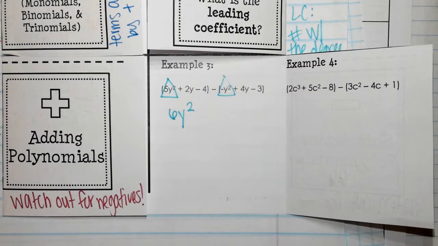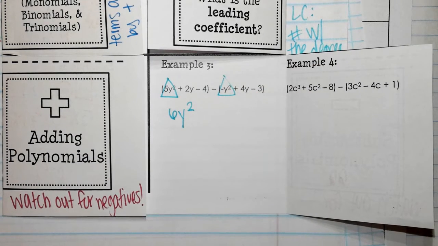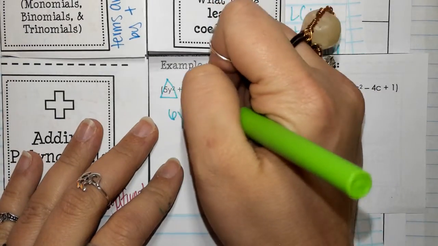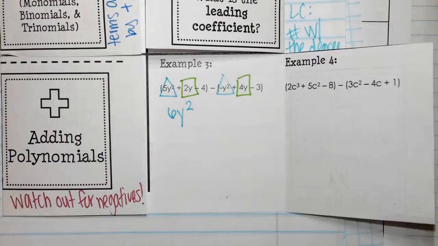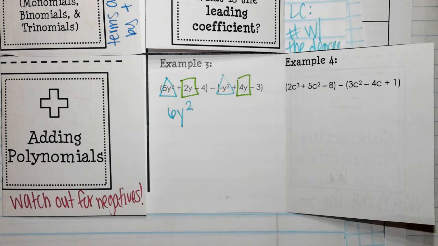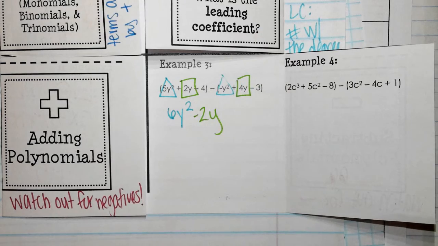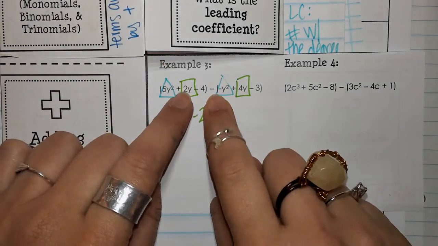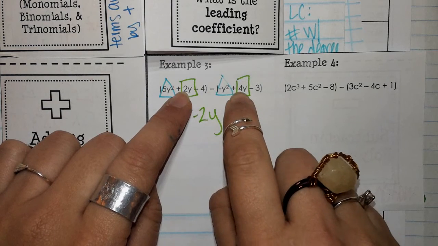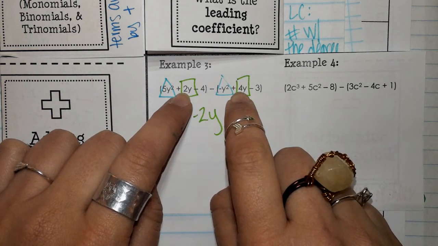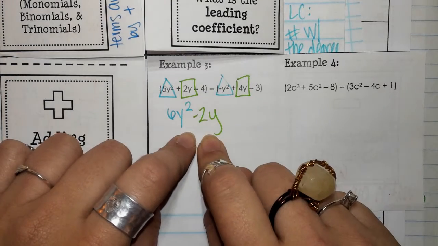Look at us go. Algebra Street. And then you circle them. Now, it's 2 minus 4. Negative 2y. And then you bring down the... Kids, 2 minus 4, negative 2. That's where we got that from.